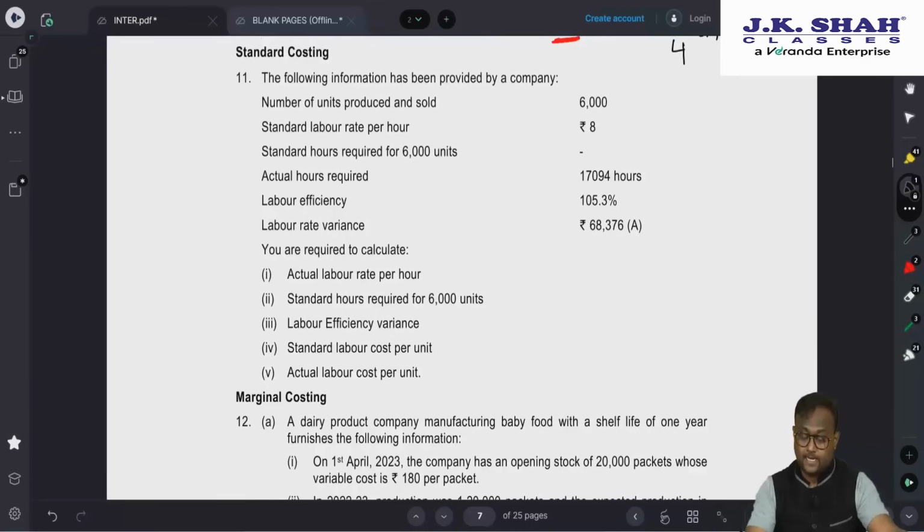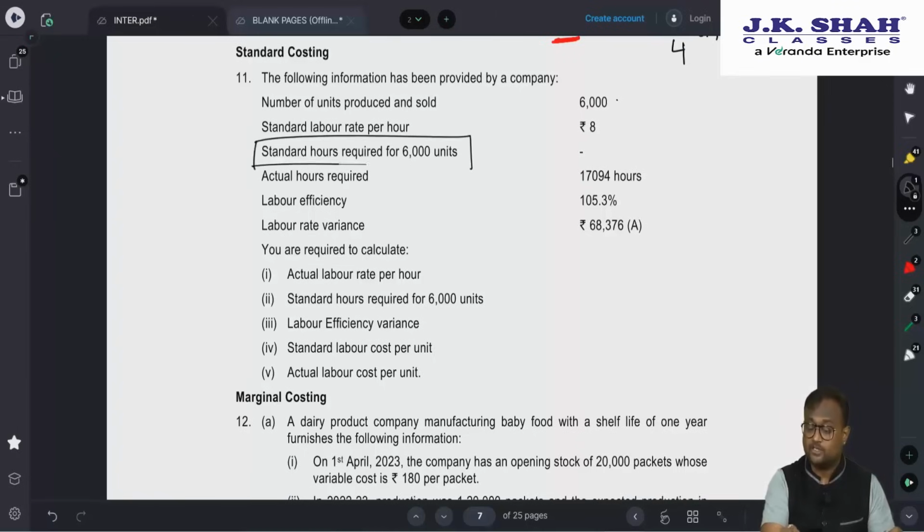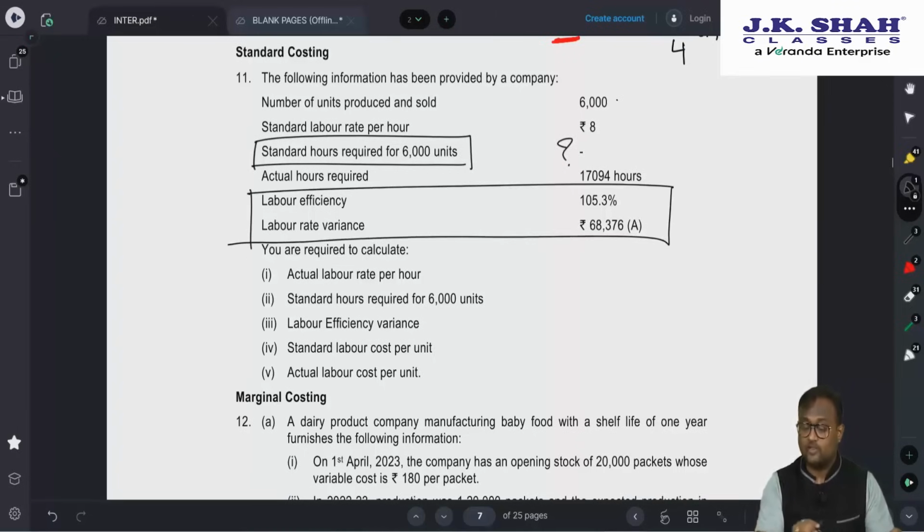Standard costing. Question number 11, standard costing. They have given you quantity produced and sold. So the actual output is given, standard rate is given, actual hours are given, standard hours are not given, but labor efficiency ratio is given, labor rate variance is also given. Now again, this is a reverse question, and I have told you clearly, whenever they ask for a reverse question, something which is normally given will be missing, and therefore something which is normally not given will be given.